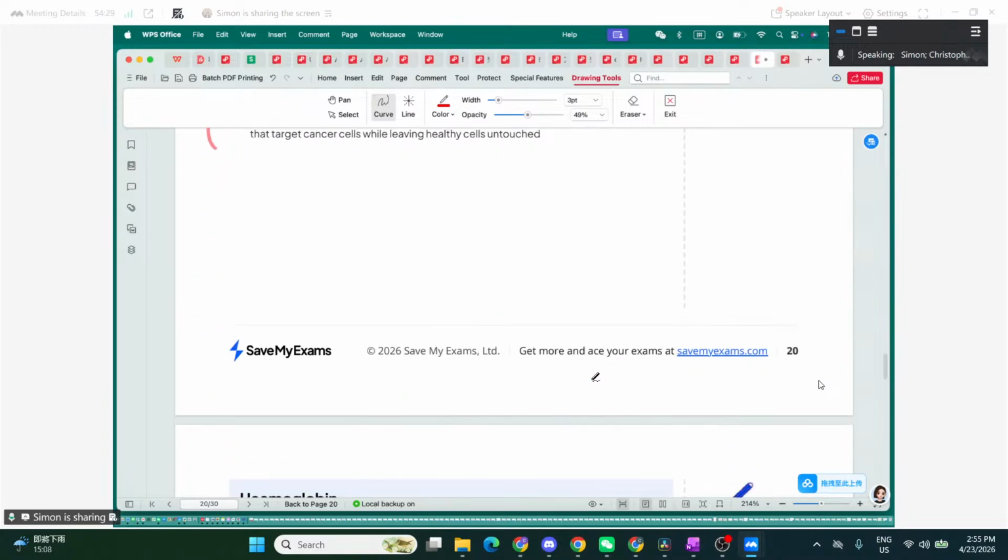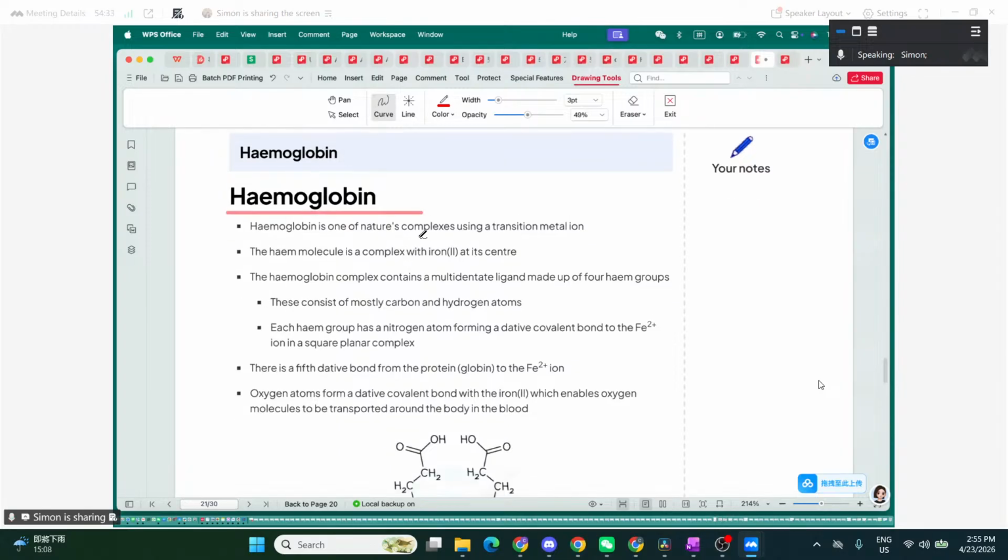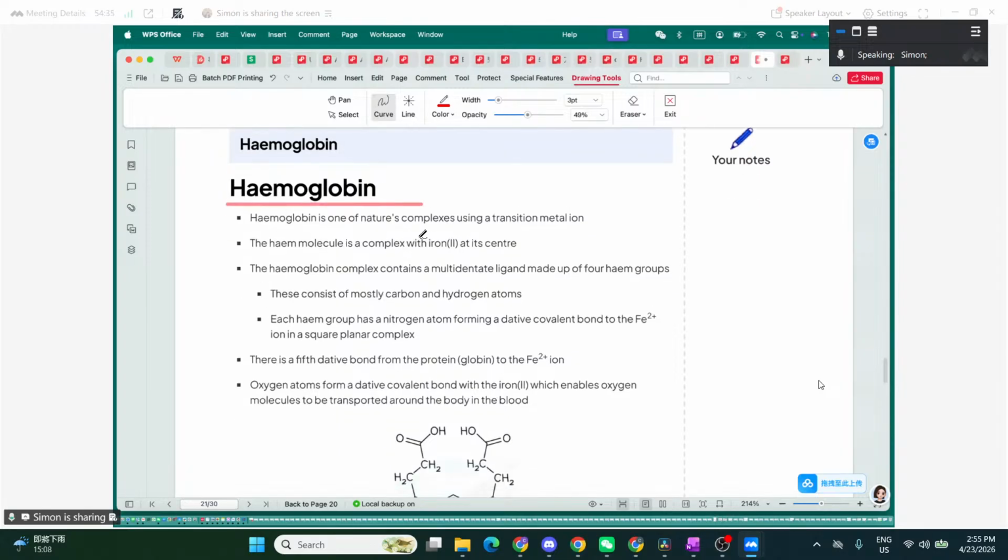And for another one, this one. In the process we called hemoglobin, it is one of the natural complexes of a transition metal. Understand?